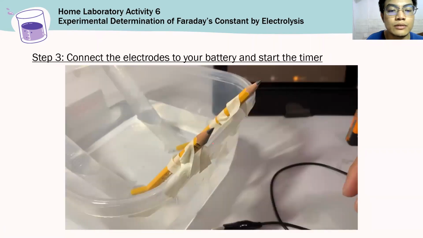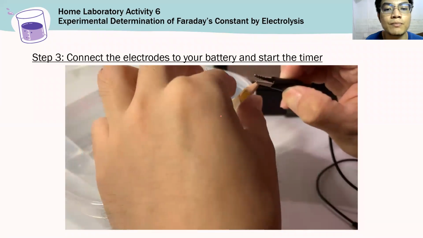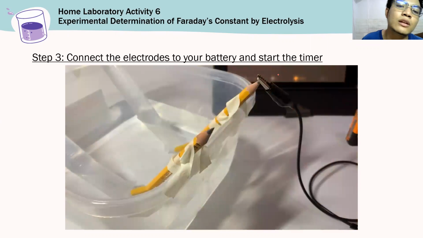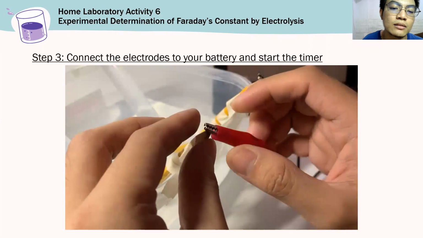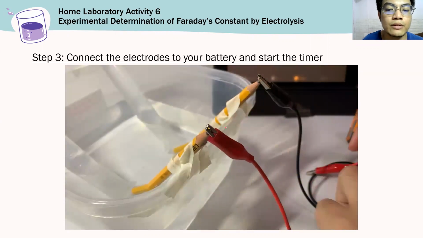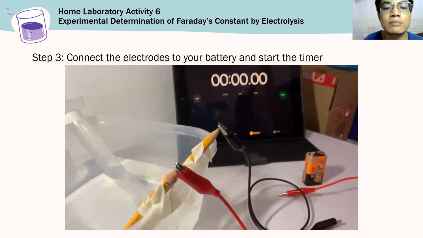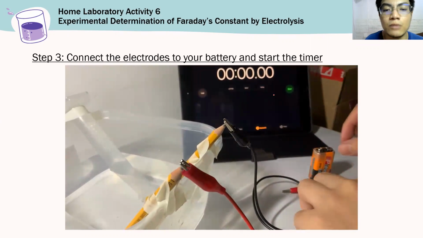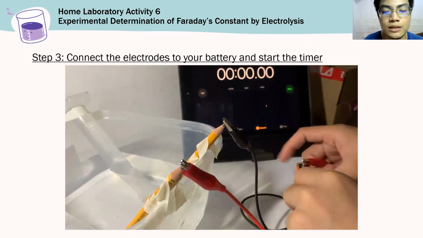Now, once you set up everything, as you can see, I added more scotch tape so that the electrodes will be secure. Once you set up everything, you can now connect them with an alligator clip. You need two alligator clips, connect them to the carbon rod, just like that. And then connect the two alligator clips to your battery and make sure that you have your timer with you. This experiment should last for around 45 minutes.